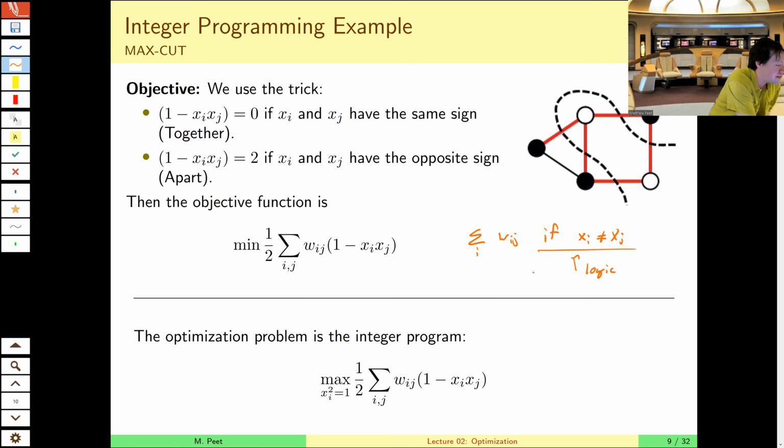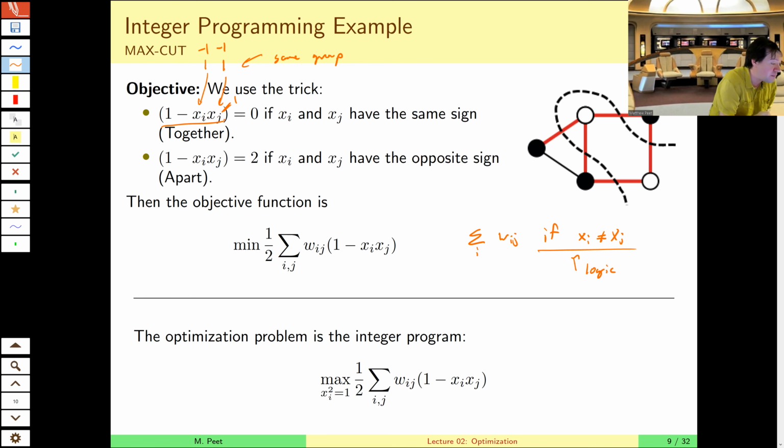We notice that we've defined these xi as 1 and -1. So if they're both the same, that means they're in the same group. Then this product here, no matter if the group is 1 or -1, is still 1. So if they're in the same group, this is 1, and 1 minus 1 is 0. So if they're in the same group, this term right here is 0.